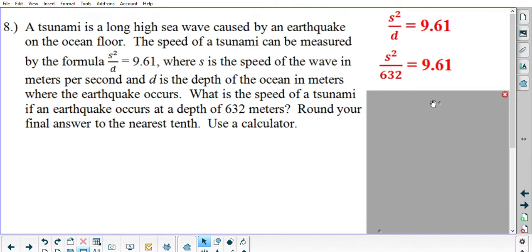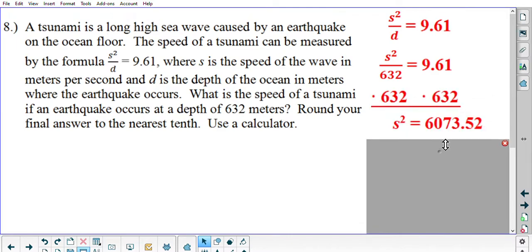Now, this is kind of like number 7 and number 4, where there's more than just a variable being taken to a power, but there's also another mathematical operation involved. It's being divided by 632. What's the inverse of division? Multiplication. So use your calculator. 9.61 times 632 gives you 6,073.52. Now we're going to take the square root.